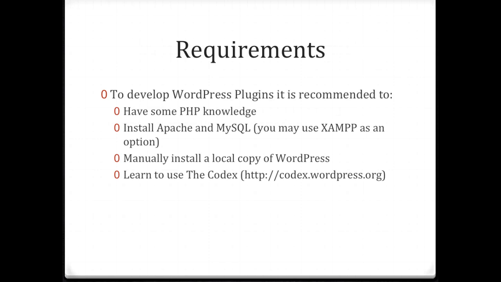The other thing that you will need is to learn how to use the codex. The codex is basically this website, codex.wordpress.org, and it is a reference to WordPress functions and features, and a reference to the API. So you will find in the codex everything you need to know on how to develop a plugin correctly in WordPress. Those are the basics.